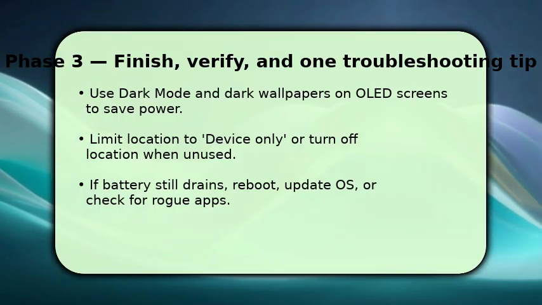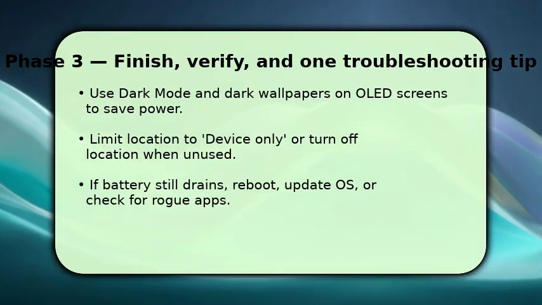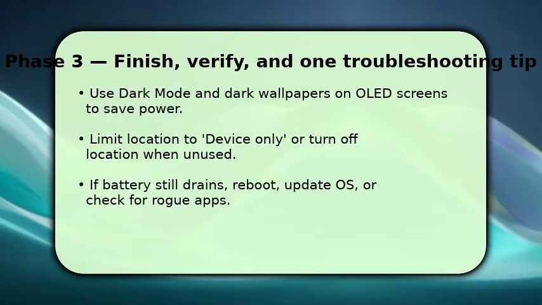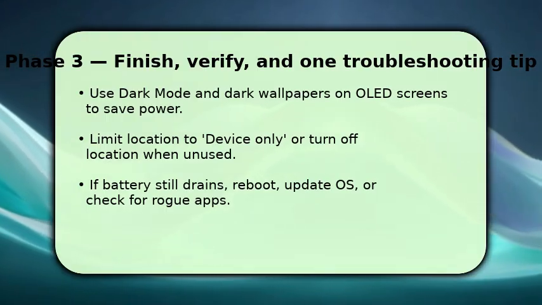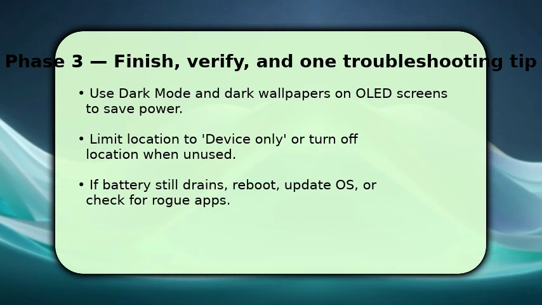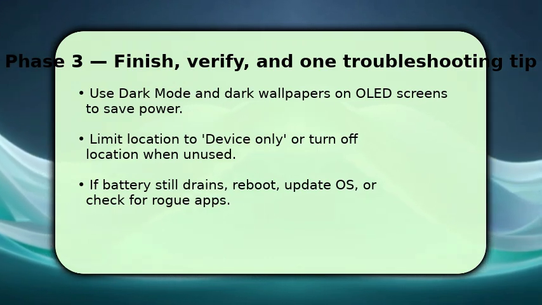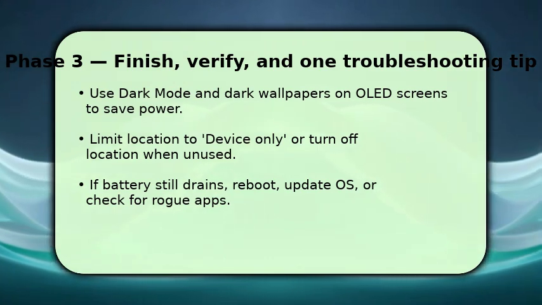If you still see rapid drain, reboot the phone, install system updates, and review recent apps. One rogue app can cause continuous wake locks. If necessary, boot into safe mode to isolate offending apps.